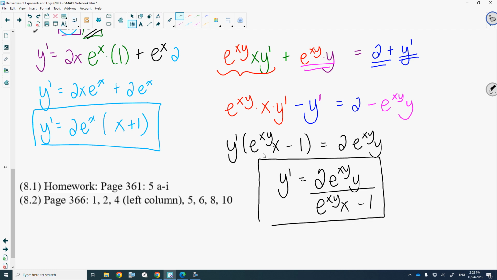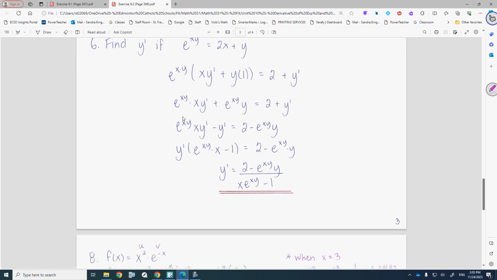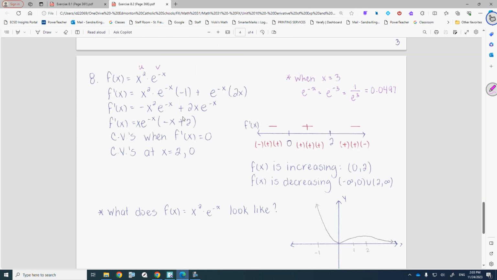Okay, for homework, here's everything from 8.1 and 8.2. Now, it's really important again that you do this homework before you go on to the next lesson. If we look at what 8 and 10 are, 8 and 10 are going to have to do with graphing questions.